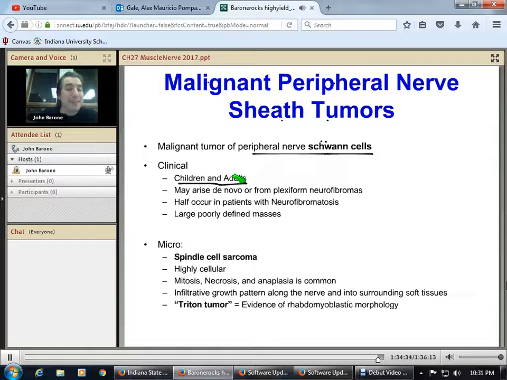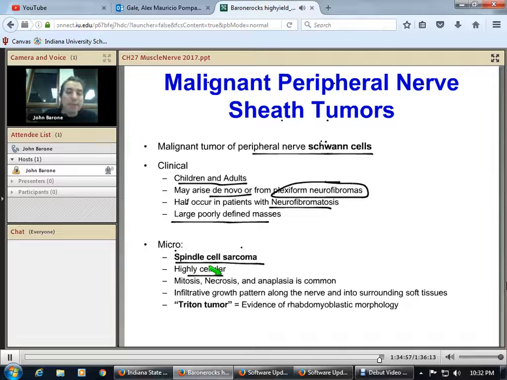This is the malignant variant of these peripheral Schwann cells. Now, who gets it? Well, it can be children and adults, so anybody can get it. They can arise by themselves, or they can arise from a plexiform neurofibroma. That happens de novo or because it runs plexiform. Now, half of them are going to happen with neurofibromatosis patients.